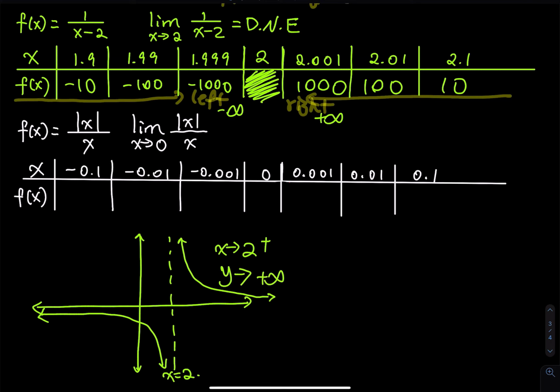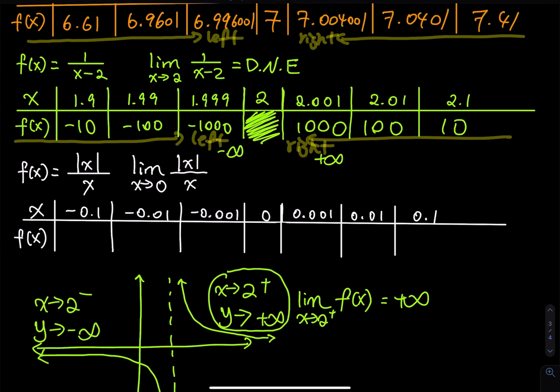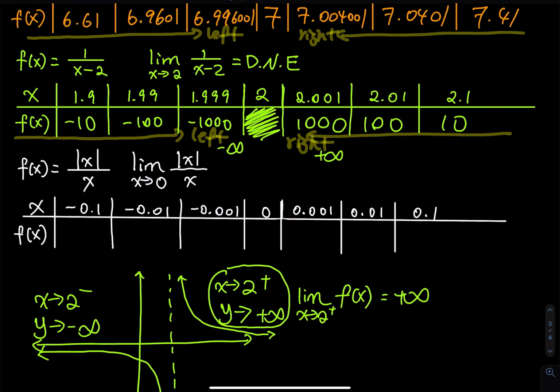That is another way to write this. Limit as x approaches 2 from the right of f of x, y approaches positive infinity. So this is another way to write the limit. Left side, as x approaches 2 from the left, y approaches negative infinity. So you have a positive infinity and a negative infinity. That means the limit does not exist. So that's why I write DNE. DNE stands for does not exist.